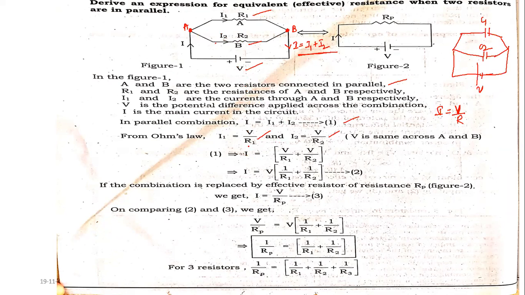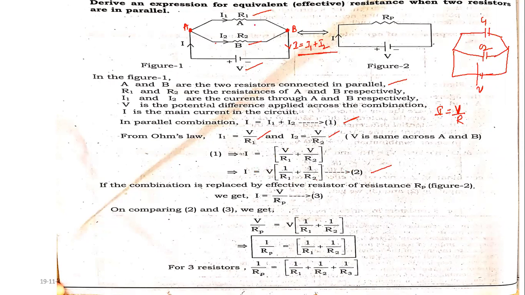Then substitute the values of I1 and I2 in equation 1. Substituting, we get I is equal to V divided by R1 plus V divided by R2. V is common, so taking it outside, I is equal to V into 1 divided by R1 plus 1 divided by R2. Take it as equation number 2.